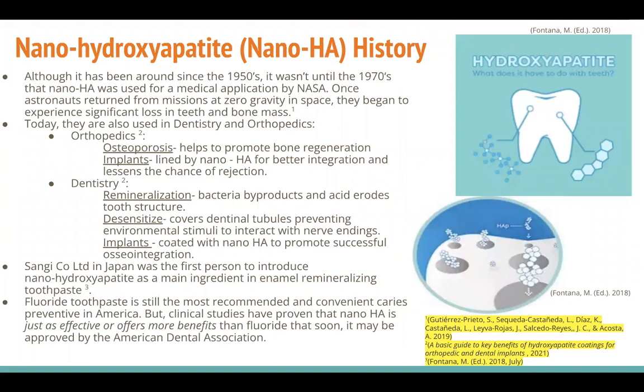Okay, so some of the history of nano-hydroxyapatite is that it has actually been around since the 1950s, and it actually wasn't used medically until the 1970s by NASA astronauts when they returned from missions due to significant loss in teeth and bone mass. So a Shanghai company in Japan actually introduced nano-hydroxyapatite as the main ingredient in enamel remineralization toothpaste, and nowadays it is used in orthopedics and dentistry.